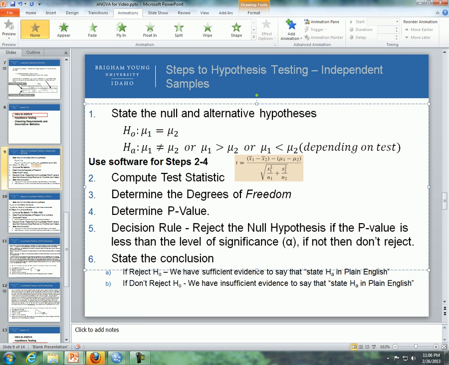Steps 2 through 4, we calculate using software, computing a test statistic, degrees of freedom, and a p-value. And then in the last 2 steps, we reject the null hypothesis if the p-value is less than alpha. If not, then we don't reject. And then we state our conclusions. These last 2 steps are the same 2 steps that we've seen before when we dealt with hypothesis testing.